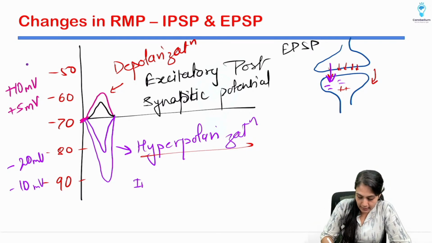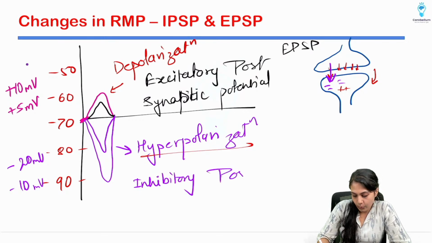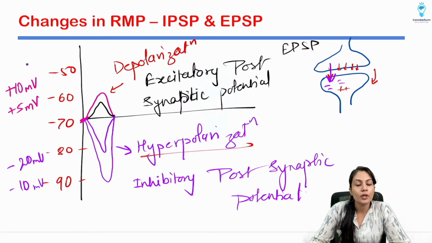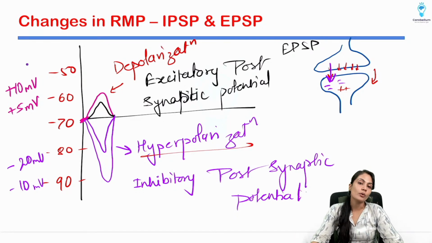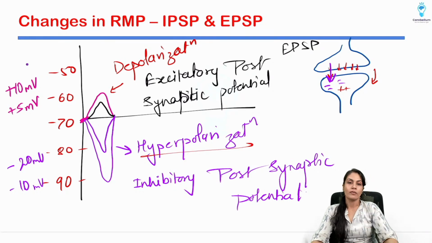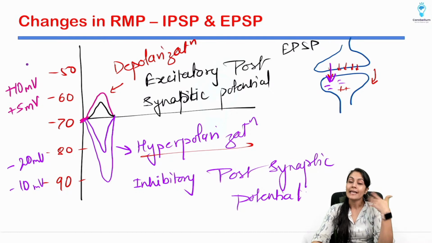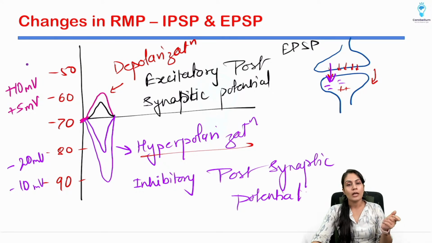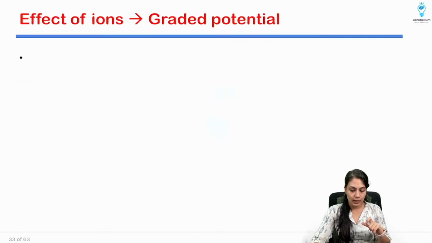and that's why they are called inhibitory post-synaptic potentials, which are called IPSPs, as easy as that. So if inhibitory neurotransmitters are released, inhibitory postsynaptic potential; if excitatory are released, excitatory postsynaptic potential. So IPSP and EPSP, the short notes usually come.